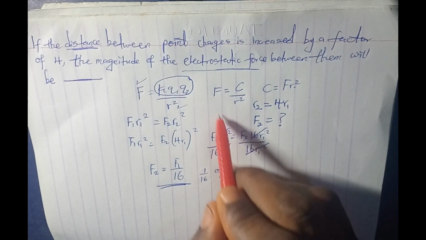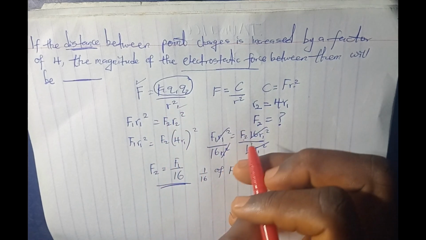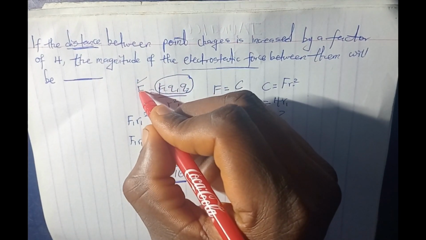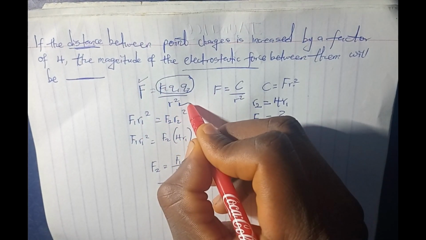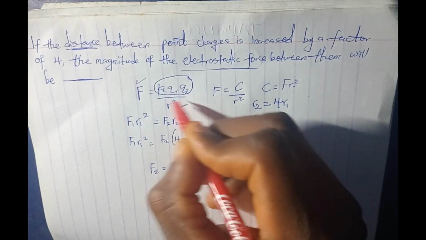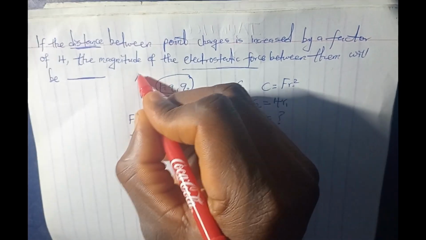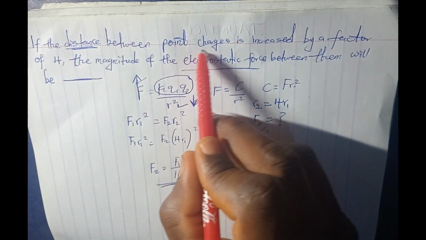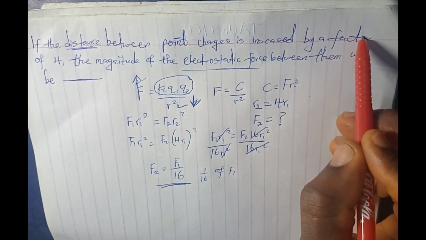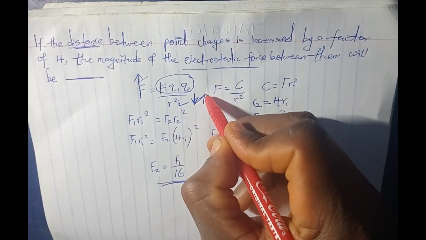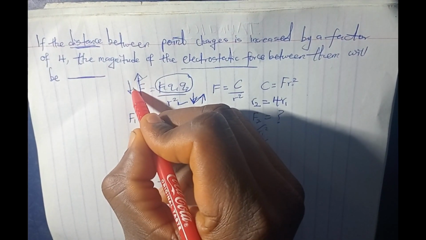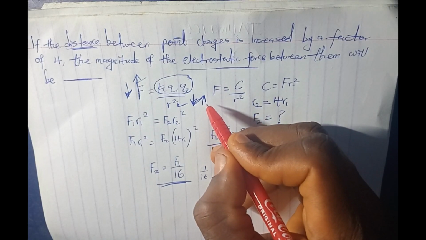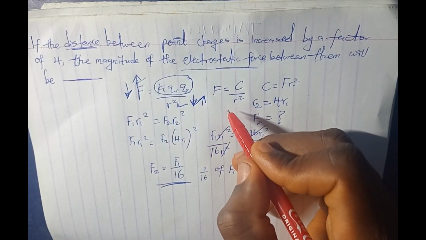Without undergoing this, we can actually get our answer. So knowing fully well that force and distance are inversely proportional. Now, inverse variation tells us that when force is increasing, distance is decreasing. So if the distance between point charges is increased, whenever distance is increased, force of attraction or repulsion should decrease, since they are inversely proportional. Inverse variation. Is that clear?